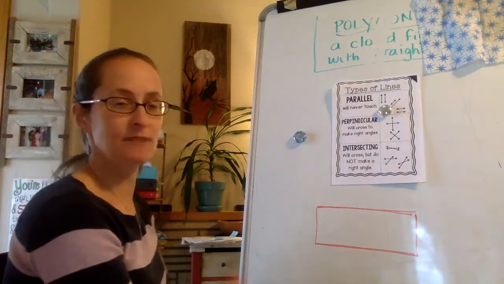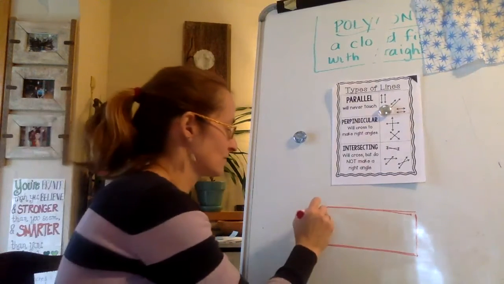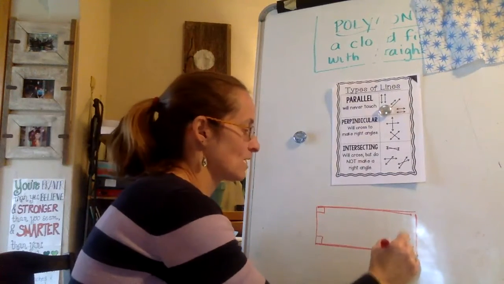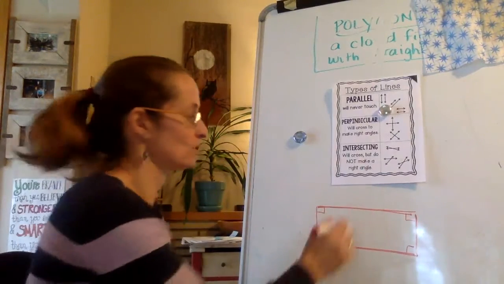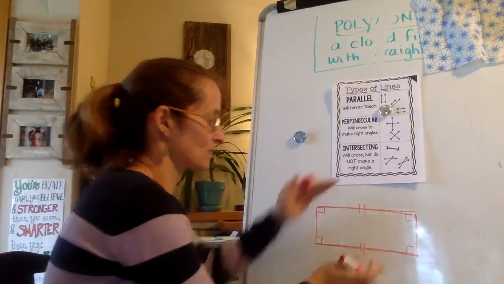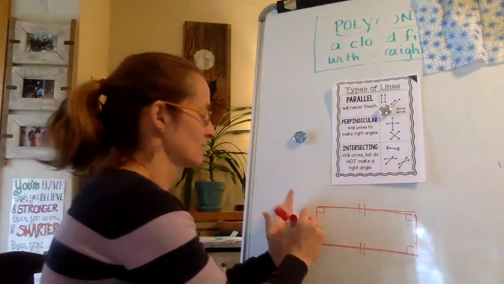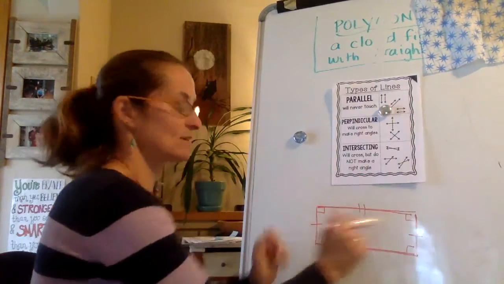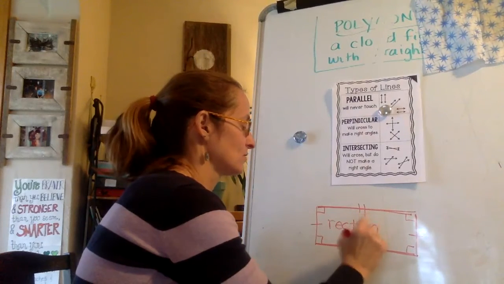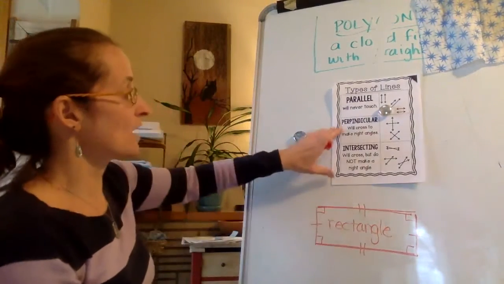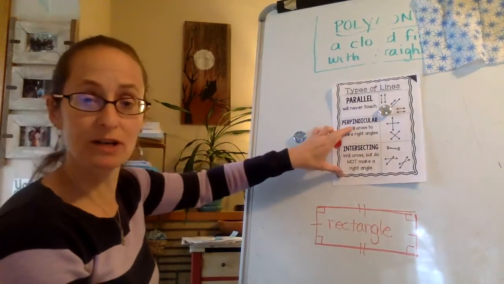Okay? I wonder what shape this is. I see 4 right angles. Oh, it must be a square. Oh, no, that's right. Squares, side lengths are all equal. Opposite sides are parallel and equal length. Opposite sides are parallel. Rectangle, you got it.